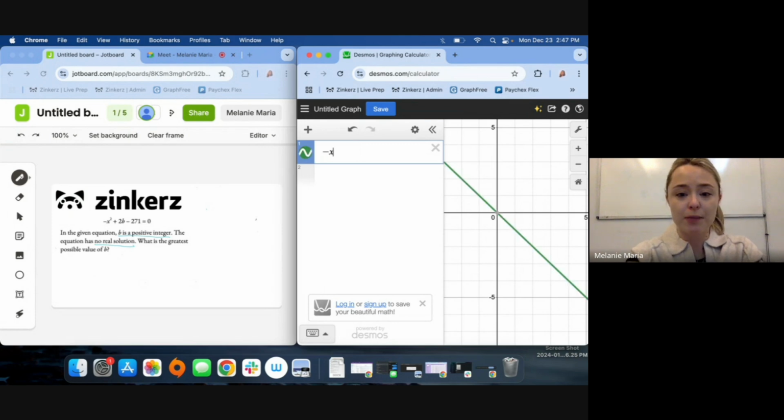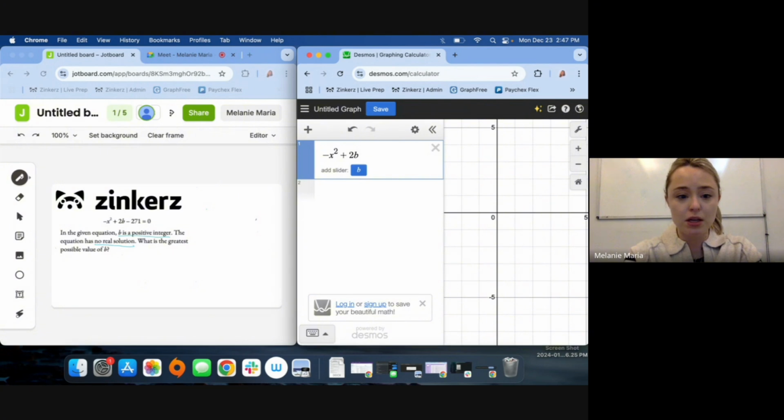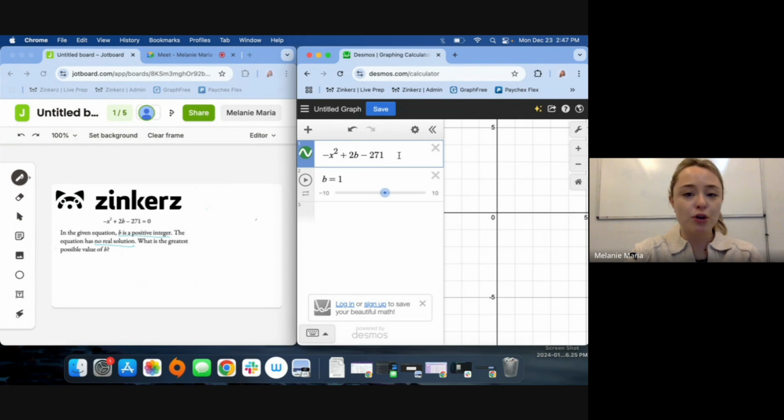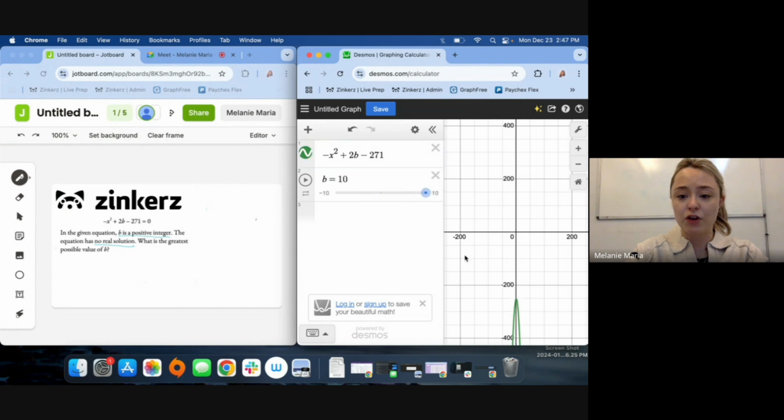So I'm first going to type in my function, so negative x squared plus 2b minus 271. Then when you're prompted, hit add a slider for b. I don't need to put in equals 0 here. I'm just going to be playing with the function itself, so I can just leave that. And then what I'm noticing is if I zoom out, here is my function down here, green line. And if I play with this value of b, what's happening is this function is moving up slowly but surely.